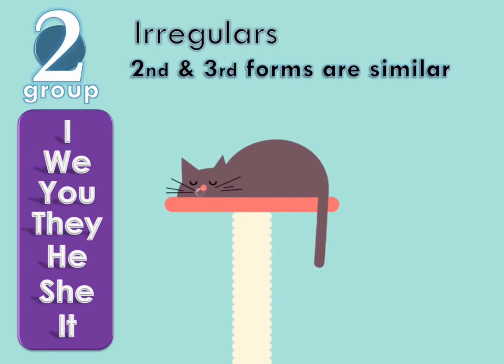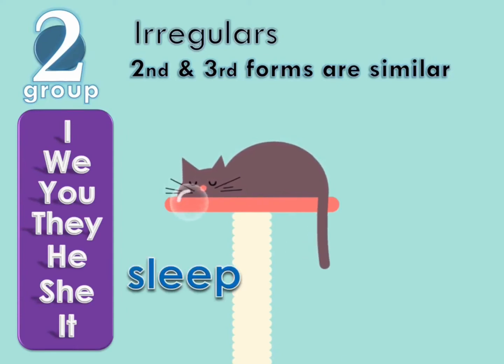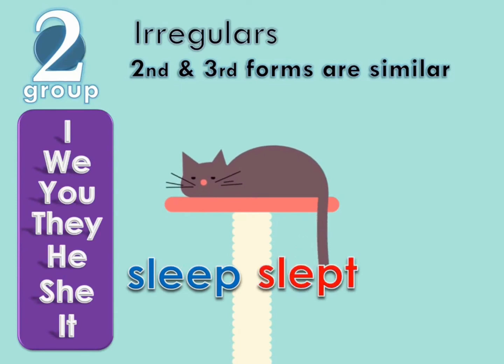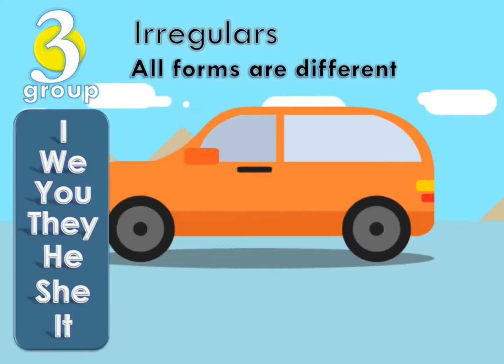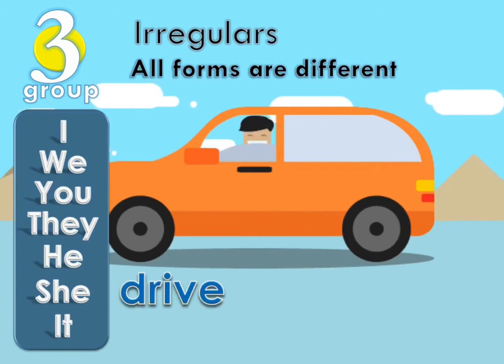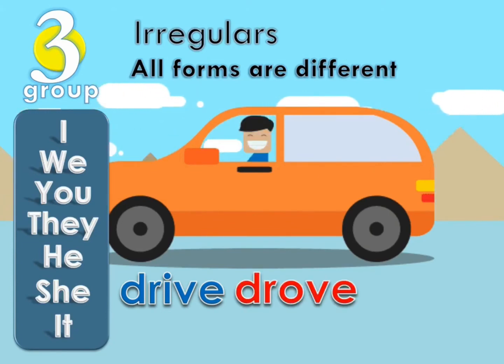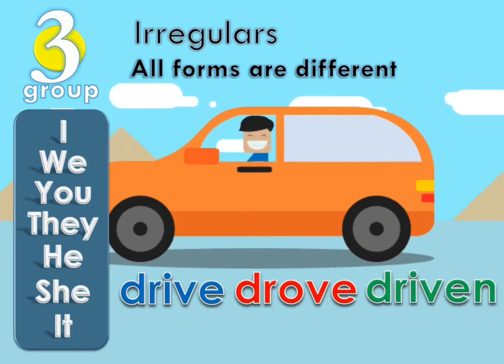For the irregulars where the second and the third forms are similar, for example, the word sleep changes to slept for verb 2, and for verb 3, it's still slept, so it becomes sleep, slept, slept. For the irregulars where all forms are different, for example, the word drive for verb 1 changes to drove for verb 2, and for verb 3 it becomes driven.